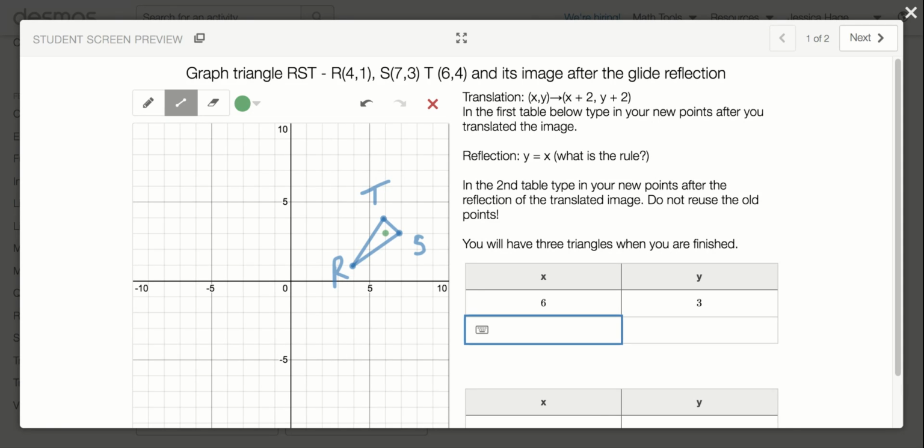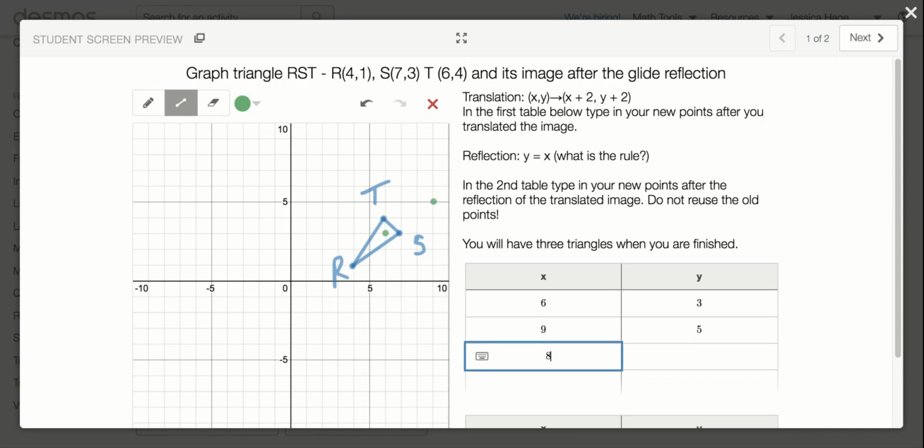And S is going to be 7 plus 2 is 9, 3 plus 2 is 5. So that is going to move point S 2 to the right, which is 9, and 2 up, which is 5. And then point T, 6 plus 2 is 8, 4 plus 2 is 6. So if I'm at T, I'm going to go 2 over, and that puts me at 8, and then 2 up is the 6. Again, connect those.